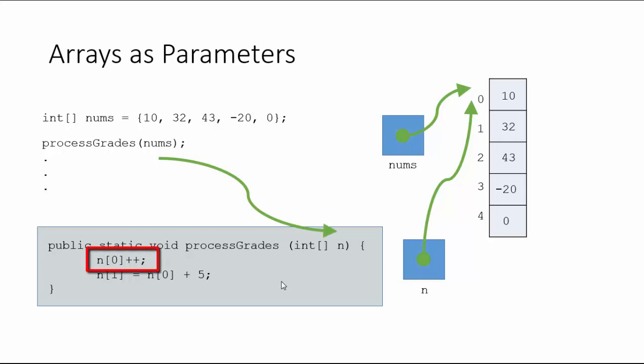This statement adds 1 to cell 0 of the n array, which of course changes the nums array since it is the same array. This statement adds 5 to the contents of cell 0 and stores the result into cell 1. Again, the nums array is also changed since it's the same array.